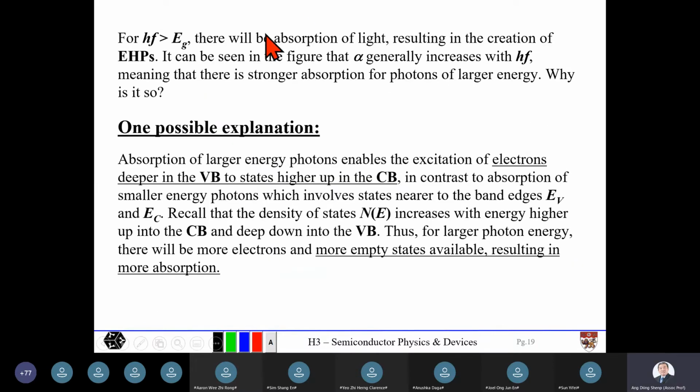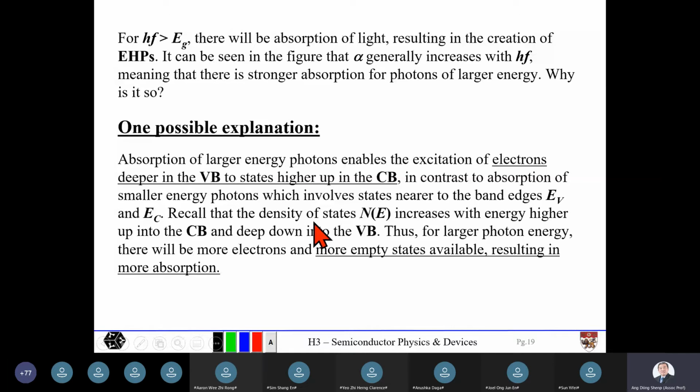In both explanations, it is important to keep in mind that for shorter and shorter wavelength, the photon energy gets larger and larger, and it becomes higher and higher compared to the band gap energy. Essentially, when alpha goes up, it simply means that light of a higher photon energy can be more strongly absorbed by the semiconductor. So why is that so? There are two possible explanations.